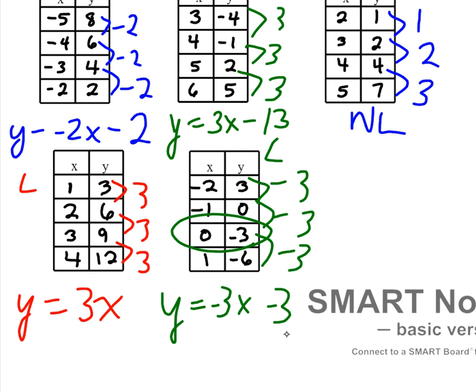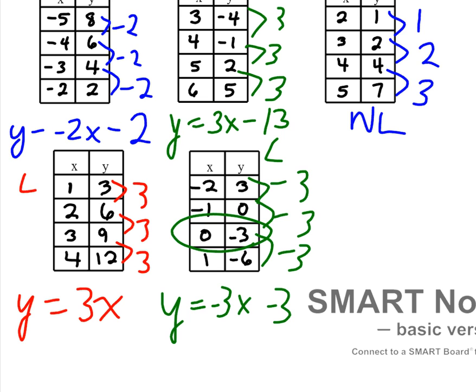So again, the steps we take, we look at the table. First, we check, do the x values all go up by 1? Then we check the y values. What's happening? Are they all going up or down by the same number? If so, we know it's linear. And then we can figure out what the initial value is. What we go up or down by is the constant rate, and we have our equation. If they're not going up or down by the same number, then it's nonlinear, and we're done.